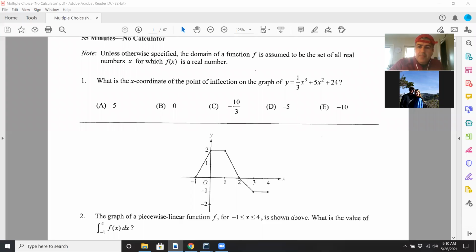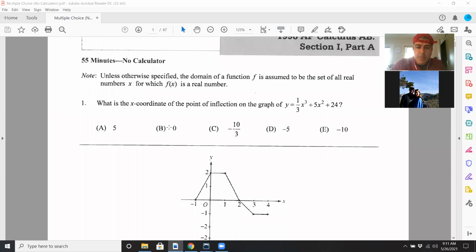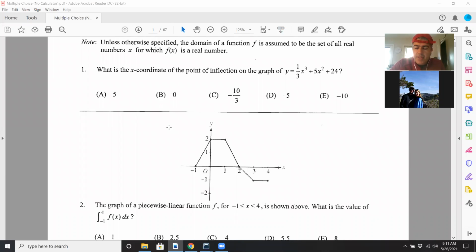So I'm recording the Zoom session for AP review for the June 9th AP Calculus AB exam. Today is Wednesday, May 26th, and we're covering multiple choice non-calc, the Lavender packet, and we're looking at 1998, number 1, multiple choice non-calc again.